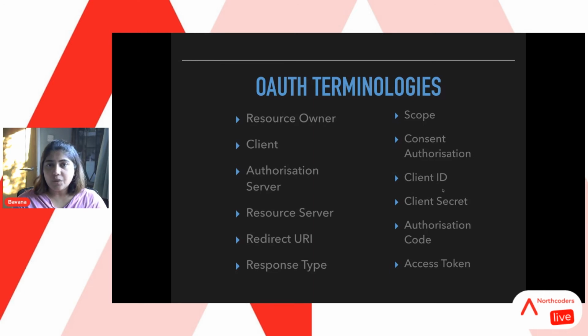And the consent authorization will be something similar to this. The response type will have a scope and consent authorization from the client. So it's almost like working hand in hand. Then you have the client ID and client secret. Client secret is a secret. For example, if you have a mailbox, anybody can post things into it, but without a key, you cannot open this mailbox. It's similar to that. And then you have an authorization code, which I will explain in a little bit, and the access token.